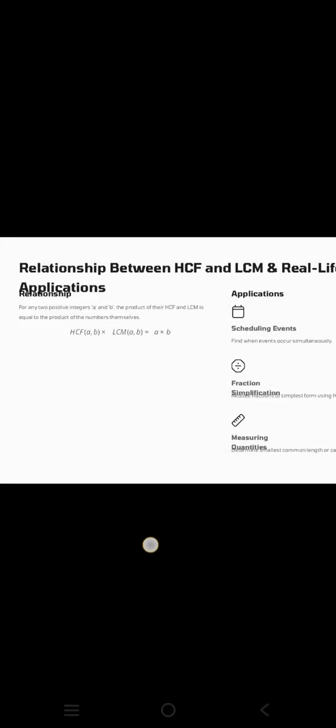I think both are simple. So next, let me show the relationship between HCF and LCM, and real life applications. What is the relationship? For any two positive integers a and b, the product of their HCF and LCM is equal to the product of the numbers themselves. HCF of a and b into LCM of a and b is equal to a into b.